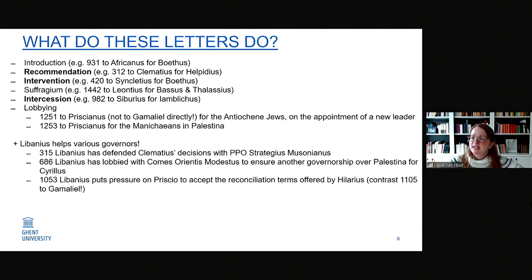Next, we have a series of intervention letters, with which, as I said before, Libanius intervenes in a concrete case. For example, when he writes to the governor Syncletius for Boetus, Boetus is clearly in some kind of trouble. We don't know exactly what it is, but it is very clear that Libanius is here asking something specific, a specific kind of help in a specific circumstance.